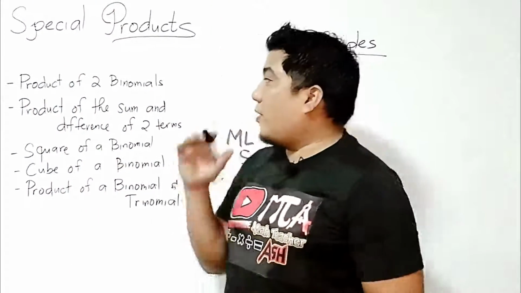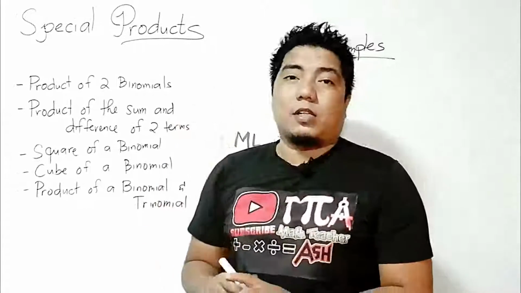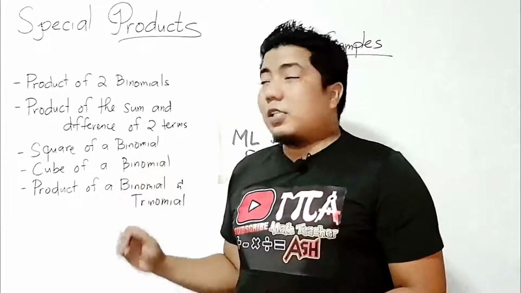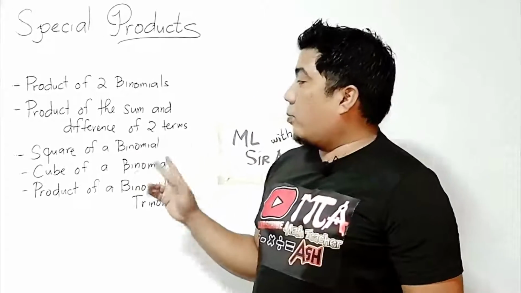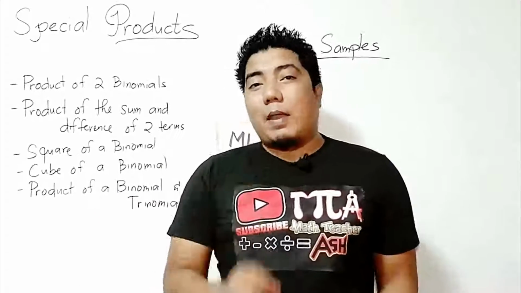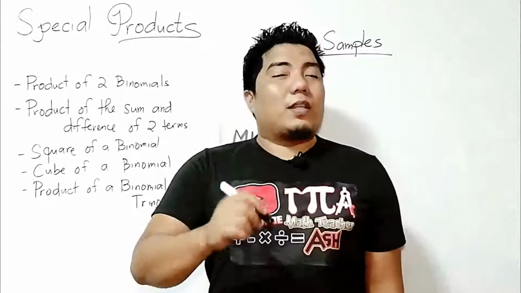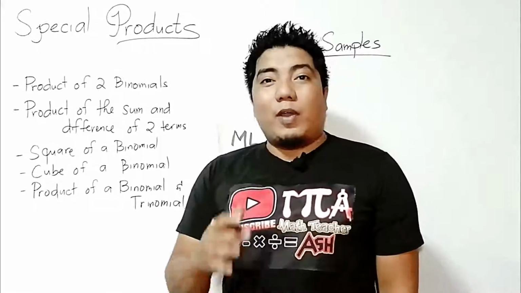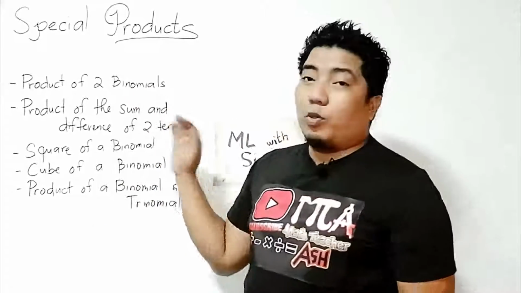Okay, math learners, we have here our different scenarios for the special products. We have the product of two binomials, product of the sum and difference of two terms, squaring the binomial, the cube of a binomial, and the product of a binomial and trinomial. Remember, this is a topic about special products. So I will teach you what are the things to consider if you have this kind of scenarios. Okay, now let's start with the product of two binomials.